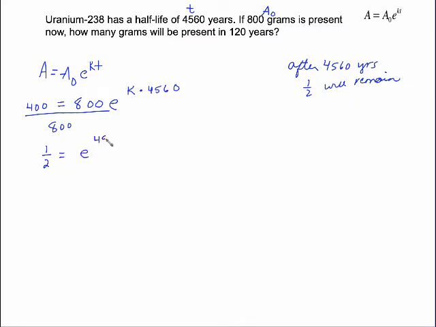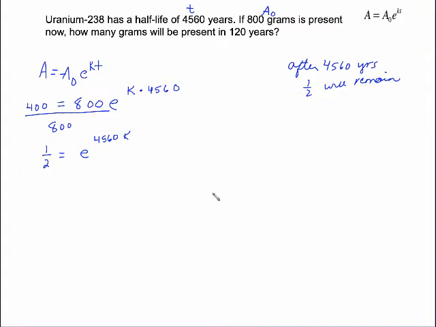I'm going to put this in this order, 4560K. Now, this is not strange that this is a half. This is half-life, so this is actually a shortcut that you could use. Anytime you are asked for this kind of problem, you could jump straight to 1/2 equals e to the whatever your half-life value is times k, and then solve this.